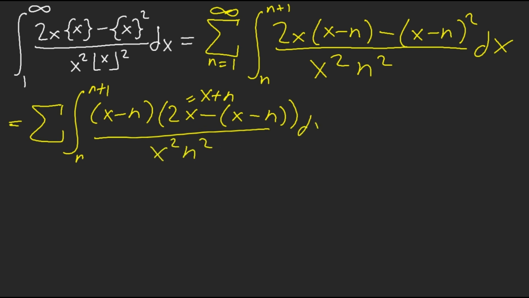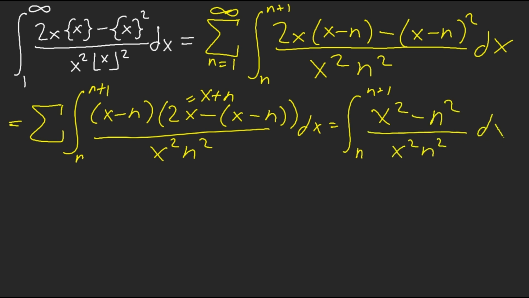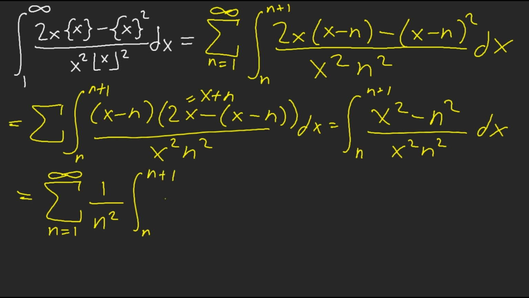Interesting. So this is equal to x squared minus n squared, over x squared n squared, dx. Okay, so what we have here is 1 over n squared. I'm just going to put that at the back. And simplifying this, we have 1 minus n squared over x squared dx. So that's literally what we're having.